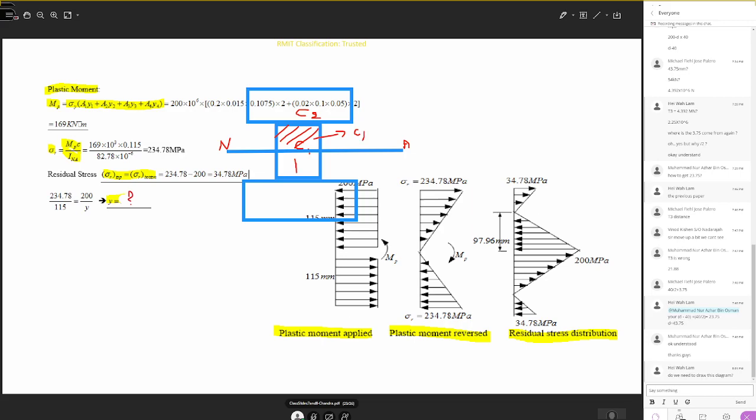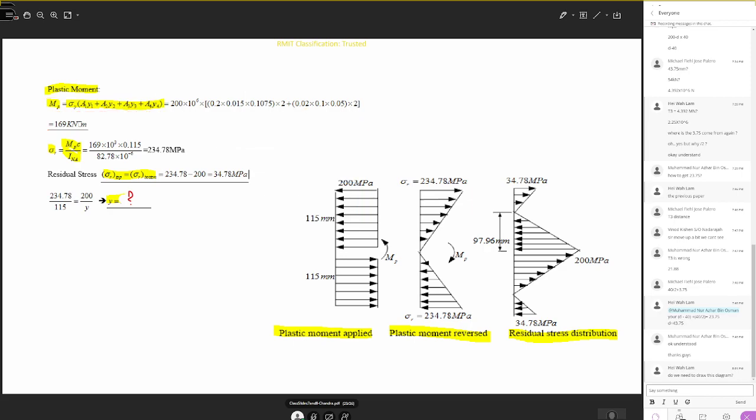Okay, so this one will be your T1 and this one will be your T2. Write down again that the sum of the compressions and tensions will be 0. Then you will be able to find the neutral axis. Then you apply the moment formula for plastic moment and calculate the plastic moment. Once you get the plastic moment, you can calculate the residual stress at the top and bottom.